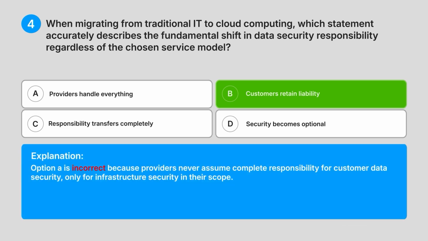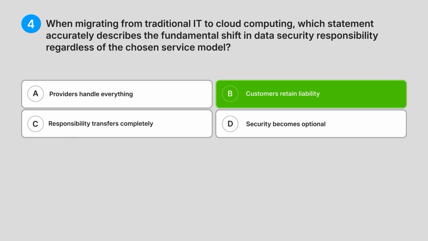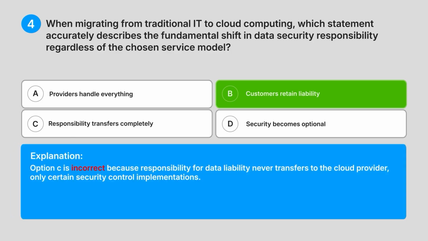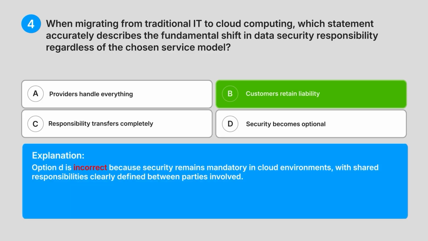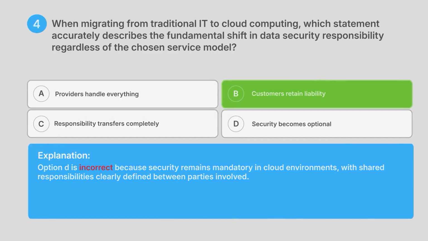Option A is incorrect because providers never assume complete responsibility for customer data security, only for infrastructure security in their scope. Option C is incorrect because responsibility for data liability never transfers to the cloud provider, only certain security control implementations. Option D is incorrect because security remains mandatory in cloud environments, with shared responsibilities clearly defined between parties involved.